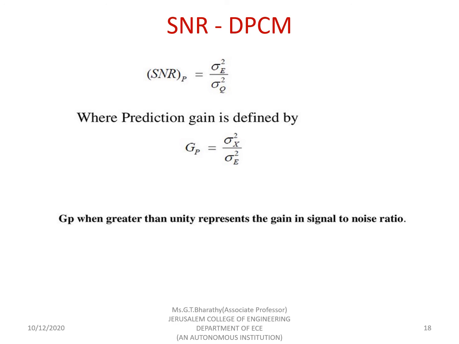When the prediction gain is greater than unity, it represents that there is a gain in the signal to noise ratio. So the signal to noise ratio of DPCM will always be better when compared to the signal to noise ratio of PCM, since it is multiplied by the prediction gain GP, which is sigma squared X by sigma squared E.